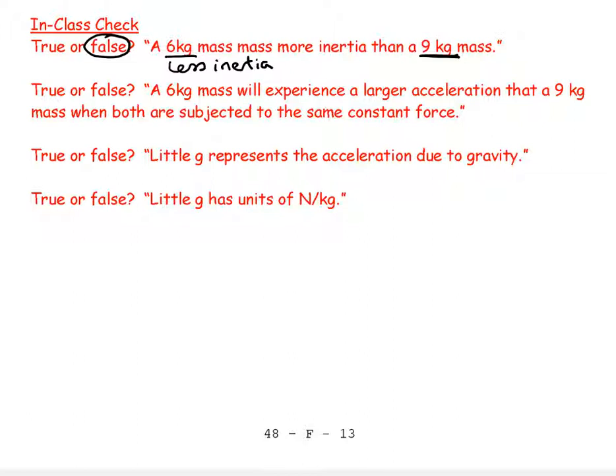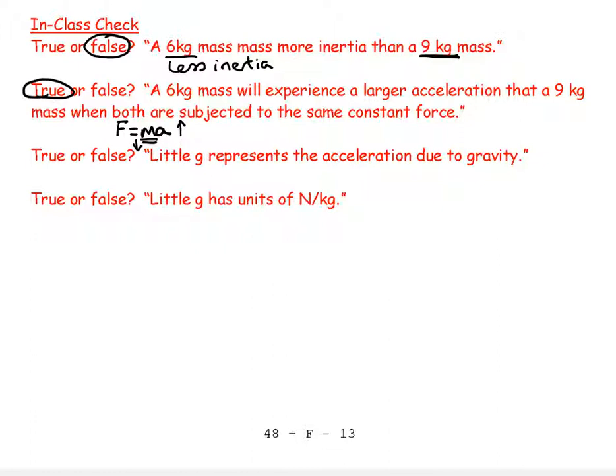Second question. A 6 kilogram mass will experience a larger acceleration than a 9 kilogram mass when both are subjected to the same constant force. Well, F equals ma. And if I have a constant force and mass is decreased, then for a given force my acceleration must be higher. So a 6 kilogram mass will experience a larger acceleration. Yeah, the smaller the mass, the bigger the acceleration. So that would be a true answer on that one.